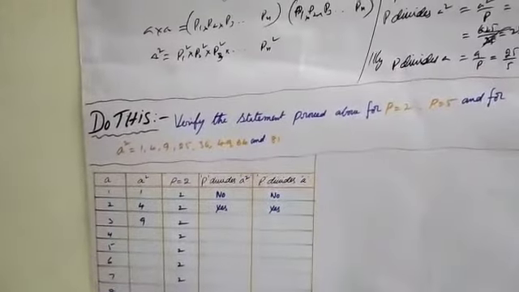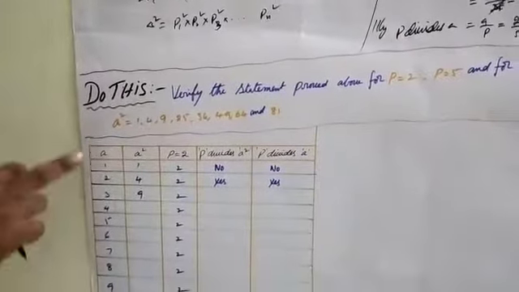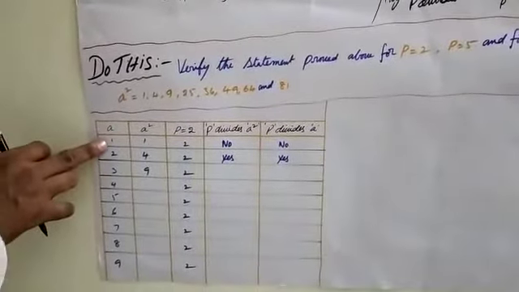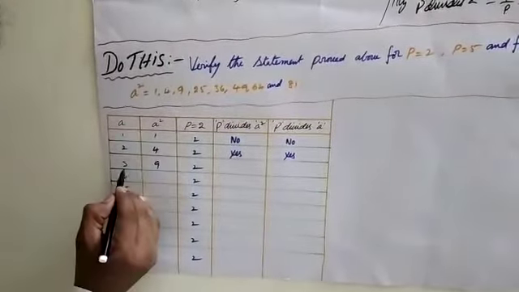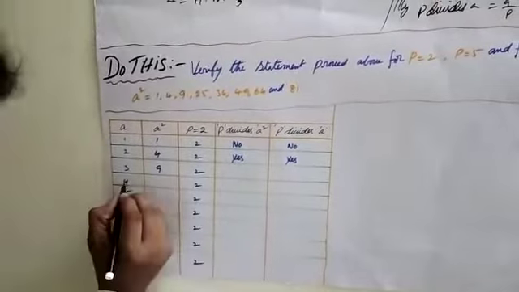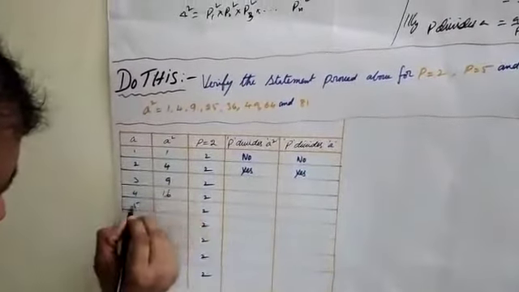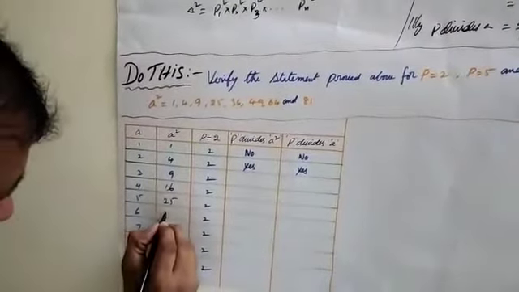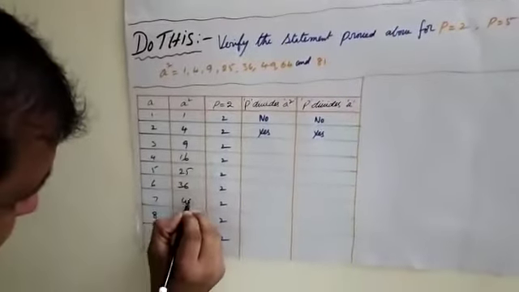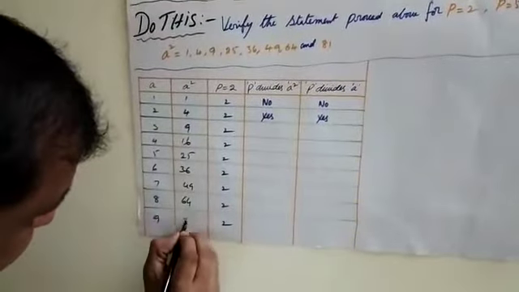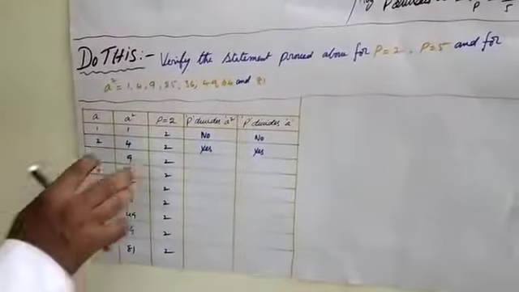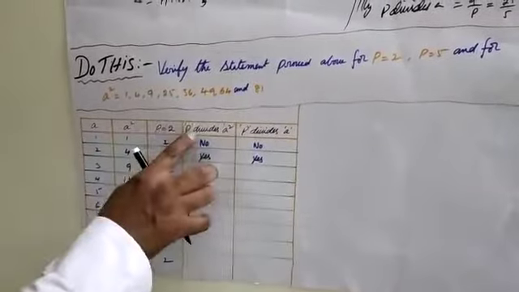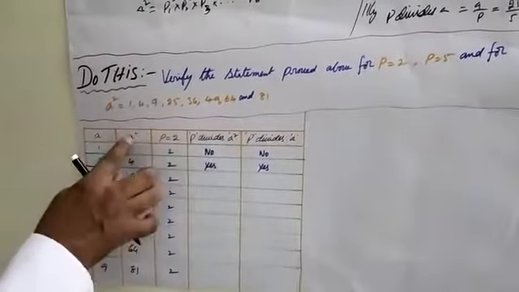You draw the table. What is the value of a? a = 1, a² = 1; a = 2, a² = 4; a = 3, a² = 9; a = 4, a² = 16; a = 5, a² = 25; a = 6, 36; 7, 49; 8, 64; 9, 81. Now, consider p divides a², here p = 2. What is the meaning of p divides a²?